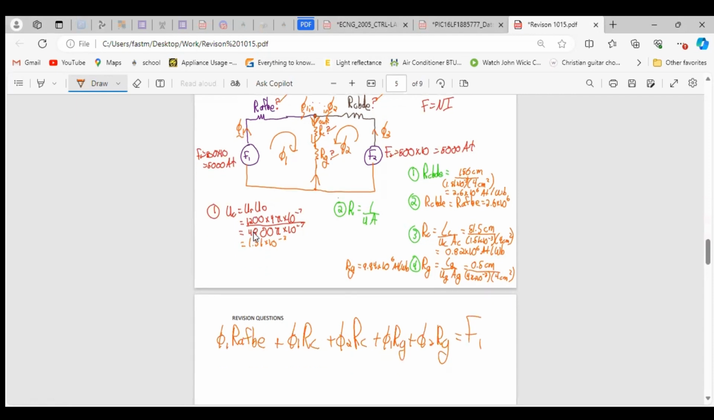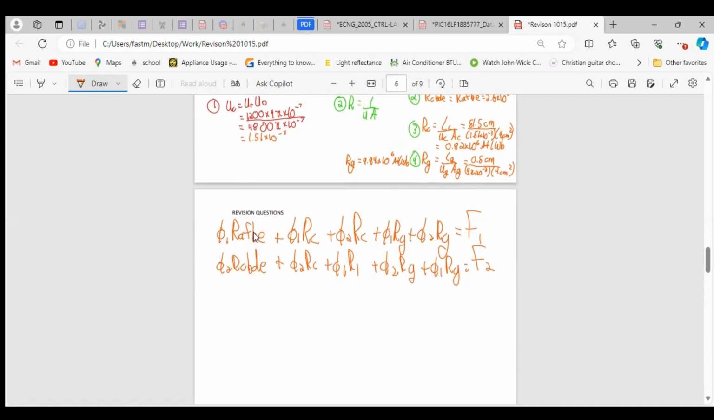If you do that for phi 2, same idea. The first piece is going up here, so it'll be phi 2 times RCBDE. Then they go through here, plus phi 2 RC plus phi 1 RC. Then go down through RG: plus phi 2 RG, and then plus phi 1 RG. And that is equal to F2.